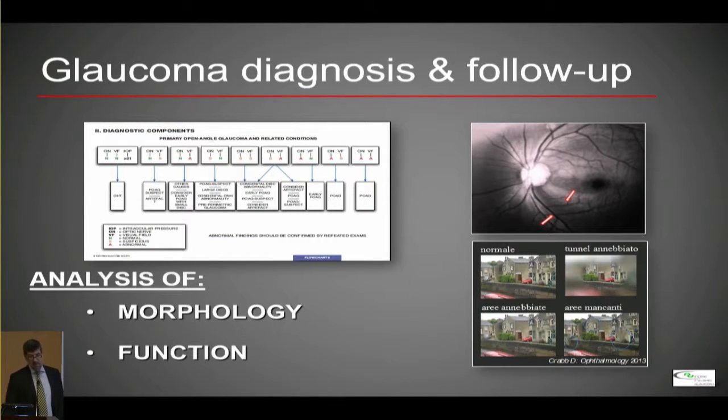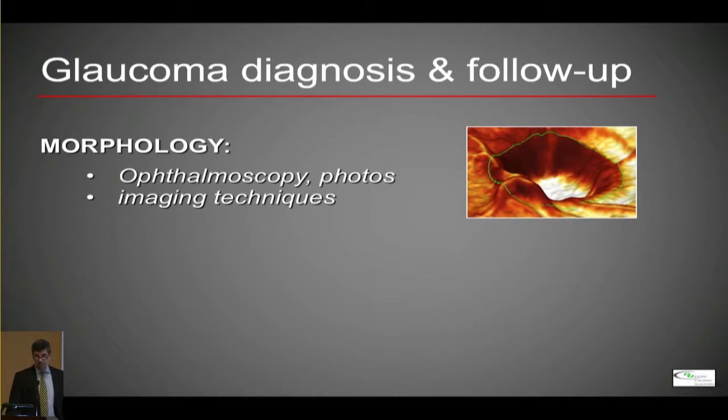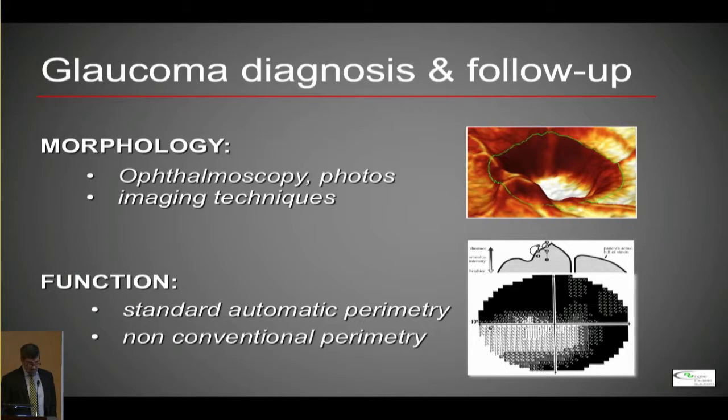Briefly, we all know that glaucoma diagnosis and follow-up is based on the analysis of morphology and of function. Morphology is based mainly on low technologies such as ophthalmoscopy and photos, and on high technologies like imaging. It should be emphasized that the first step of diagnosis nowadays is ophthalmoscopy, which should not be considered a low-tech and not useful technique. On the other side, function is based on standard automatic perimetry, which is still the gold standard for function analysis, even if in specific cases some non-conventional techniques can be employed.